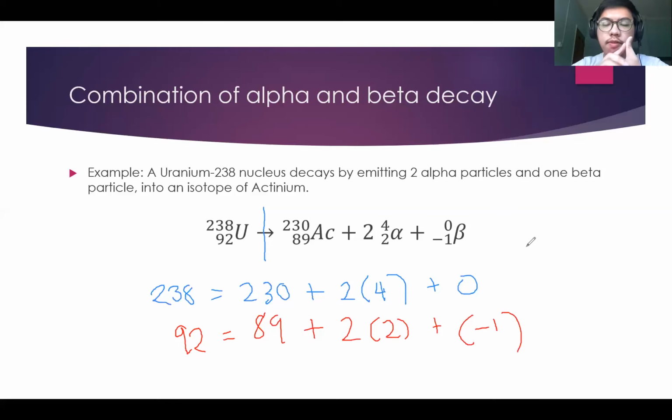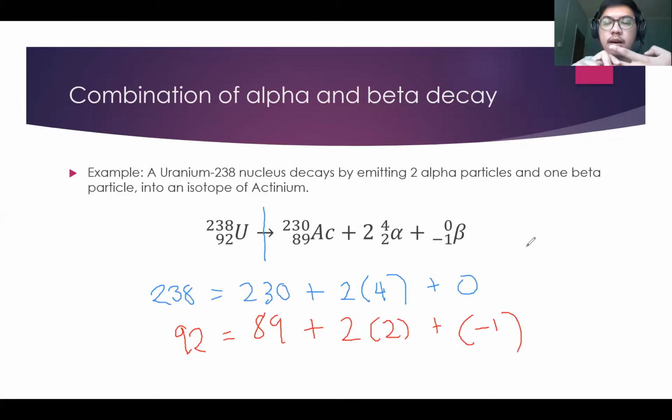During alpha radiation, the nucleus will give out 2 protons and 2 neutrons. So that's in the form of a helium nucleus. During beta radiation or beta decay, one of the neutrons becomes a proton and an electron. The proton stays inside the nucleus while the electron is given out as the beta particle.